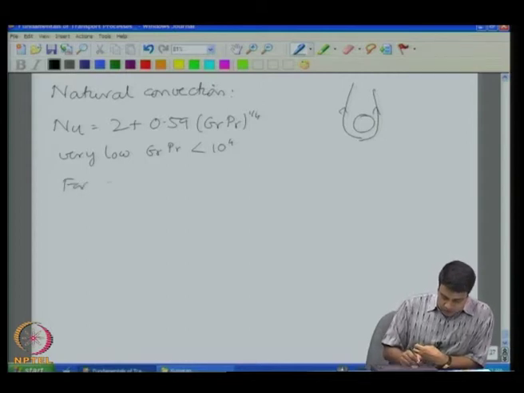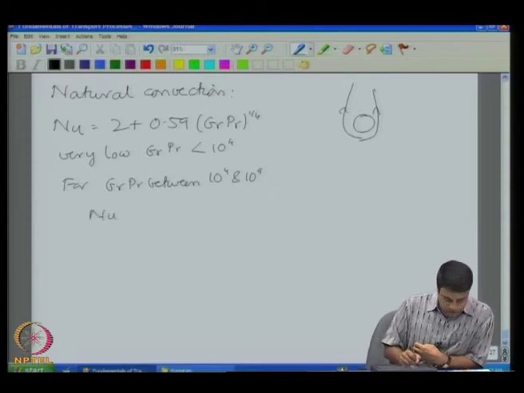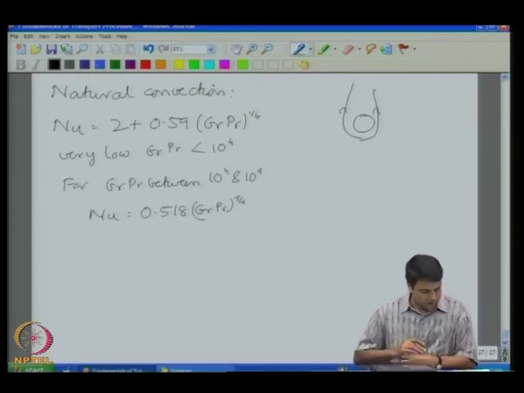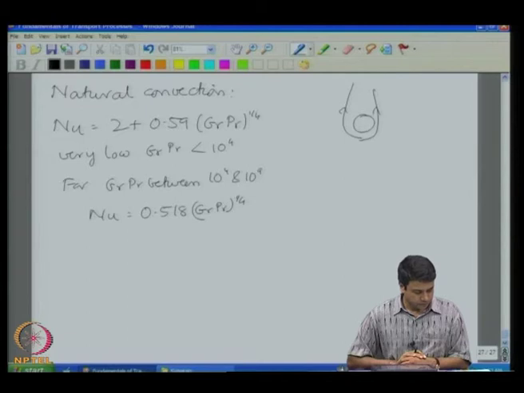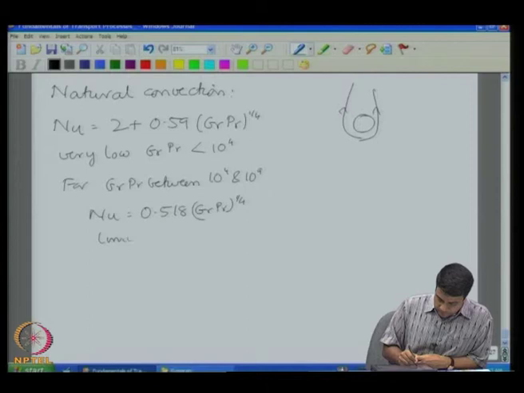For Grashof times Pr between 10^4 and 10^9, I will get relationships of the form Nusselt number equal to 0.518 (Gr times Pr)^(1/4). This is for the limit of Pr small compared to 1.